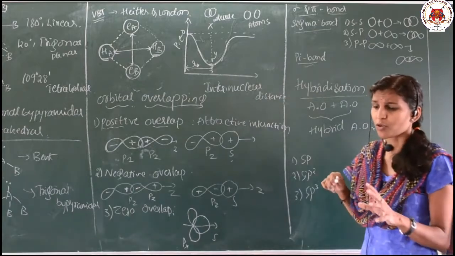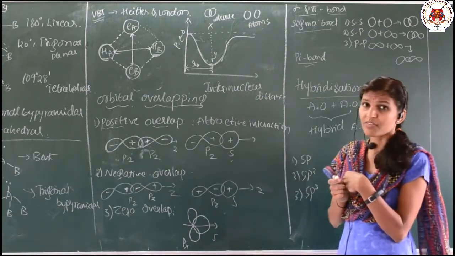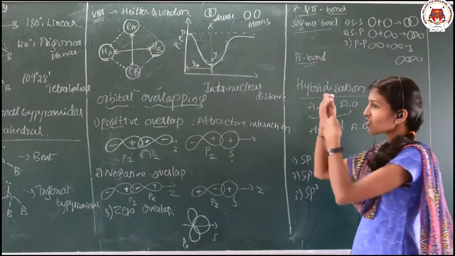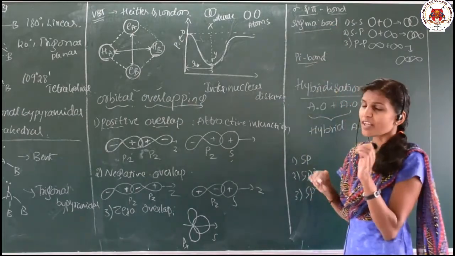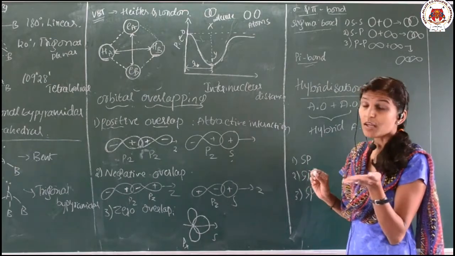Sigma bond is very strong because of the head to head overlapping. The extent of overlapping is maximum in case of sigma bond. That is why sigma bond is stronger than the pi bond.